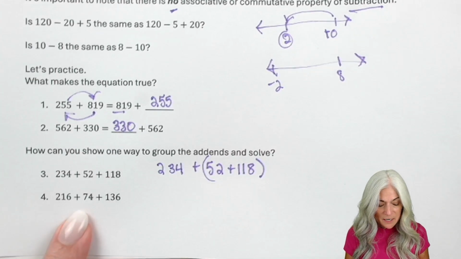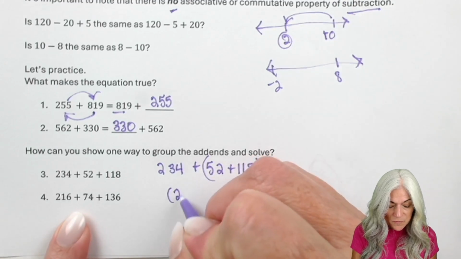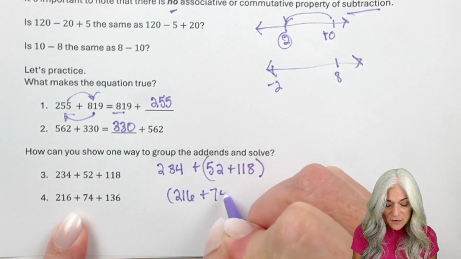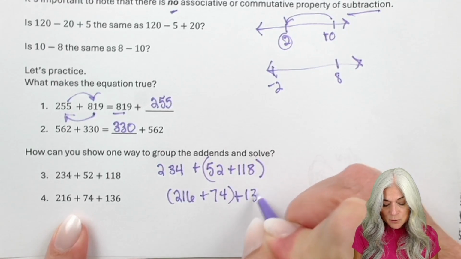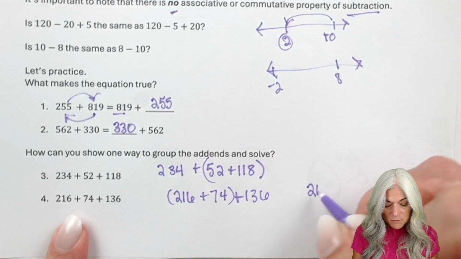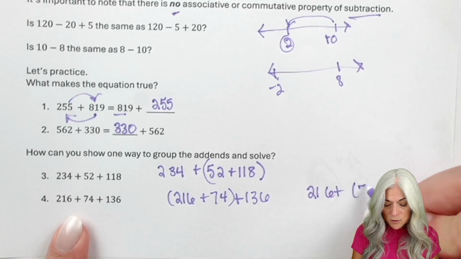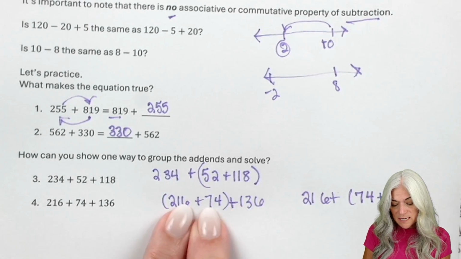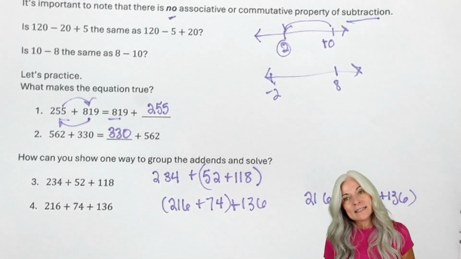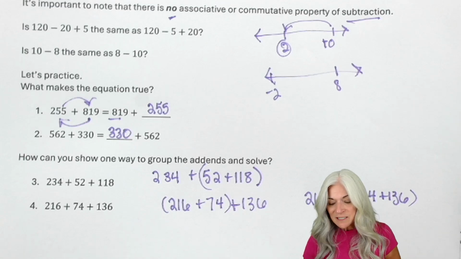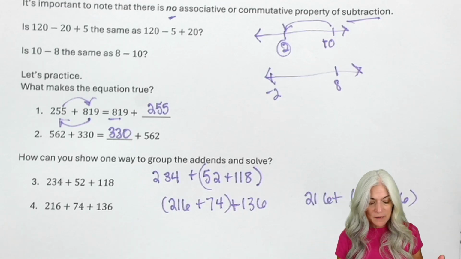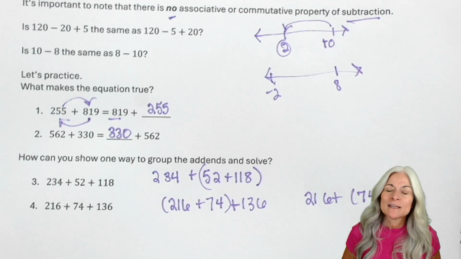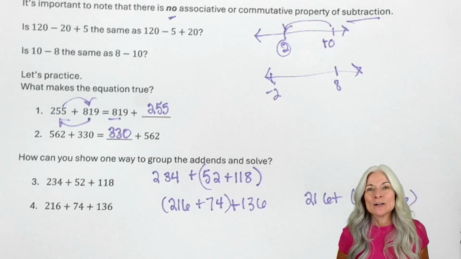And then here we might choose to group the 216 plus 74 and then add 136. Or we might choose to group the 74 and the 136 because both of these make friends of 10. So again, just looking at helping to reinforce students, how could I group these to make this problem easier to solve?